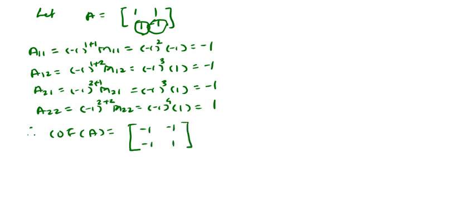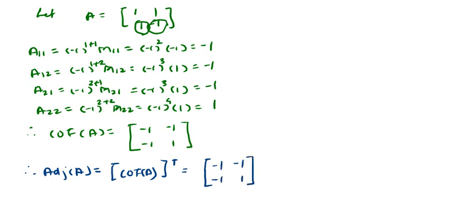Now we can find the adjoint of the matrix. The adjoint of the matrix A is the transpose of the cofactor matrix of A. So taking the transpose of the cofactor matrix, this will be -1, -1, -1 and 1. So finally we have got the adjoint of the matrix A.